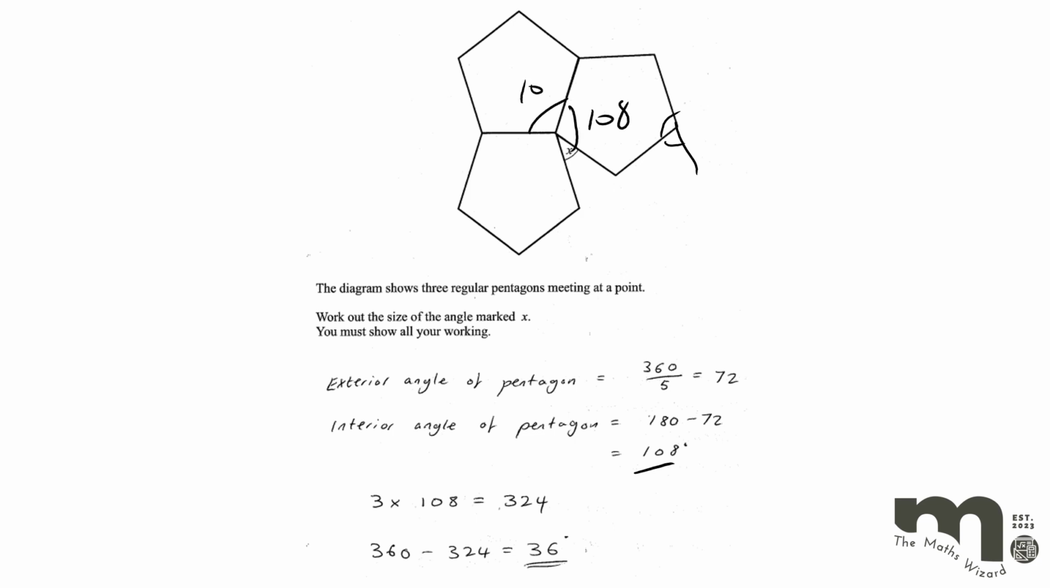So if we look around that point, we've got 3 lots of 108 there. So if you multiply 3 by 108, that'll tell you that that all adds up to 324. If you take that away from 360, you will get 36 degrees for that angle X that it's looking at on the diagram.